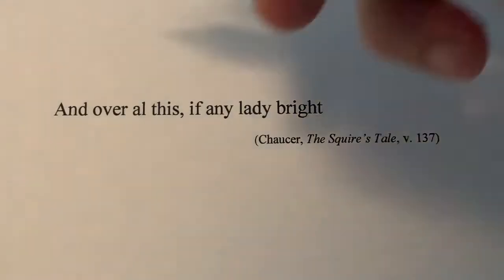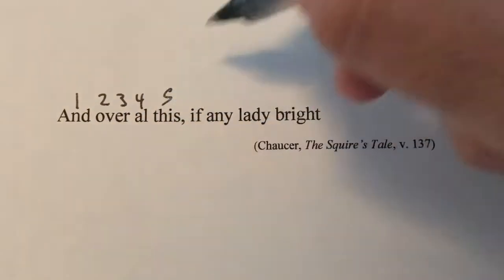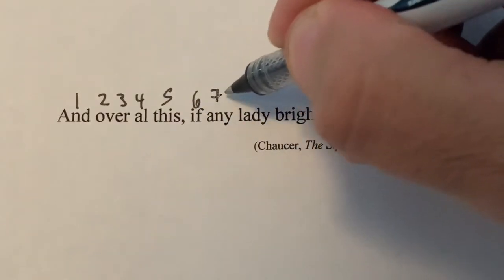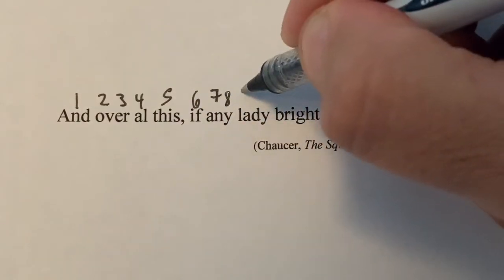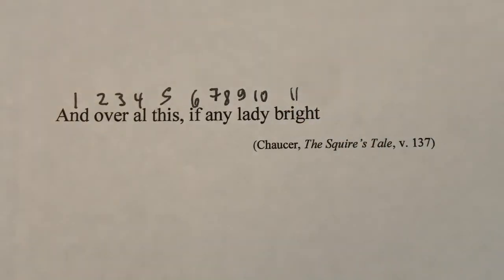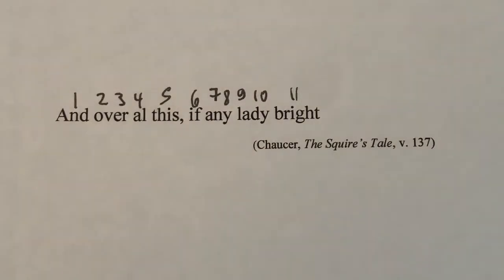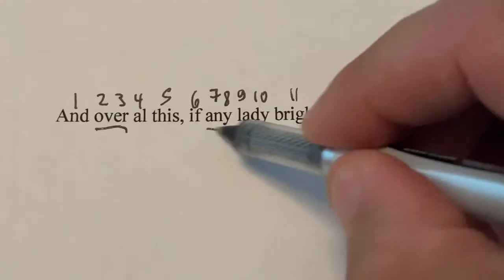Here's an example. Let's first count the syllables. And over all this, if any lady bright. That's 11 syllables. It is clearly not possible. We clearly need a metaplasm. In particular, in this case, synaresis, which turns two syllables into one. And of course, our choices are either over or any.